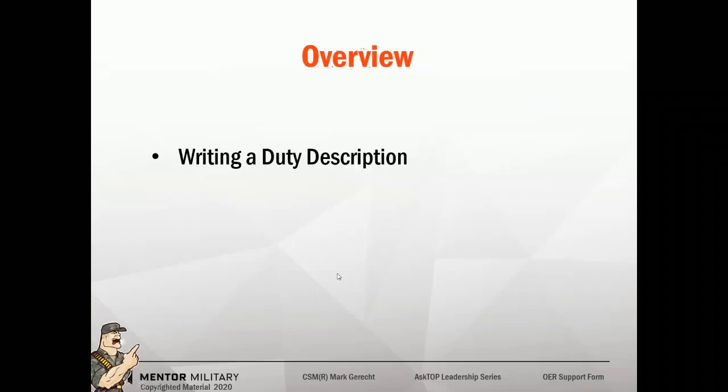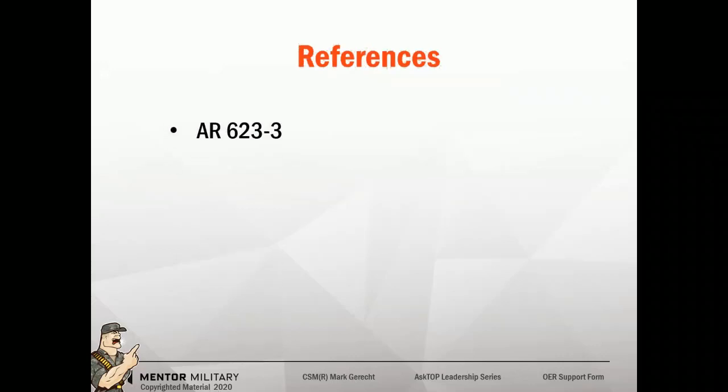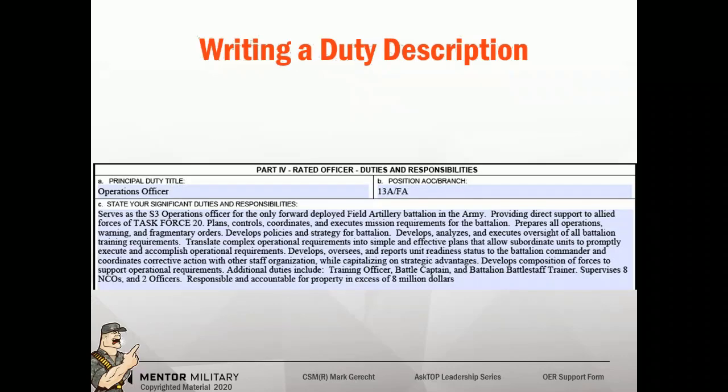So we're going to talk about writing a duty description, which is incredibly important, and then go over the entire OER support form. Our references are the regulation and DA PAM 623-3. Writing a duty description: principal duty title, leadership versus technical.